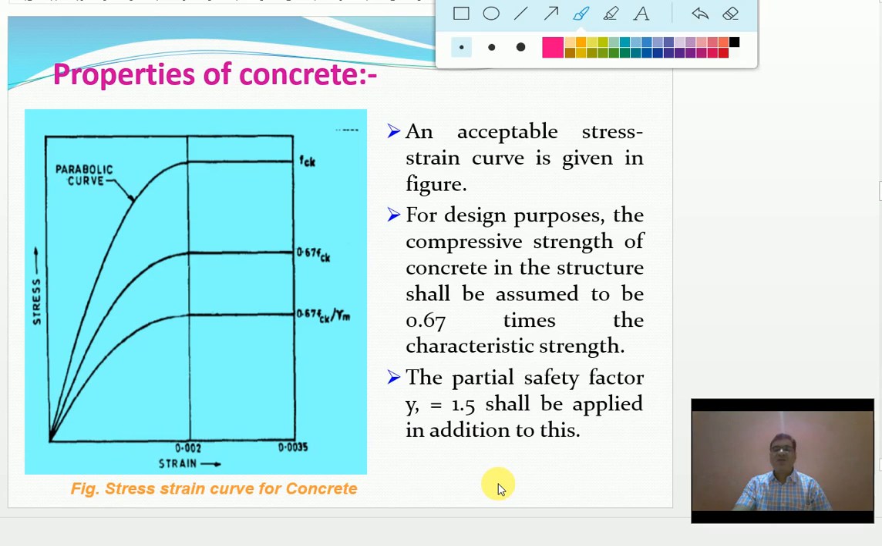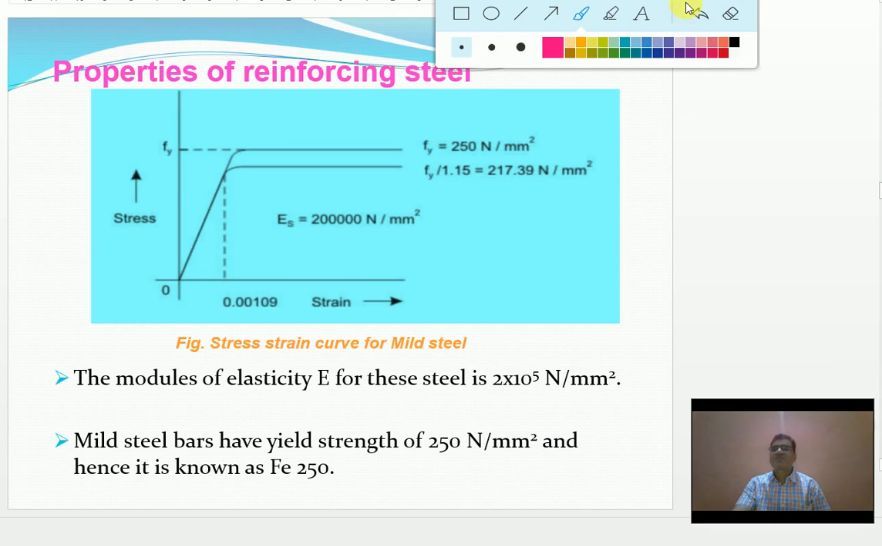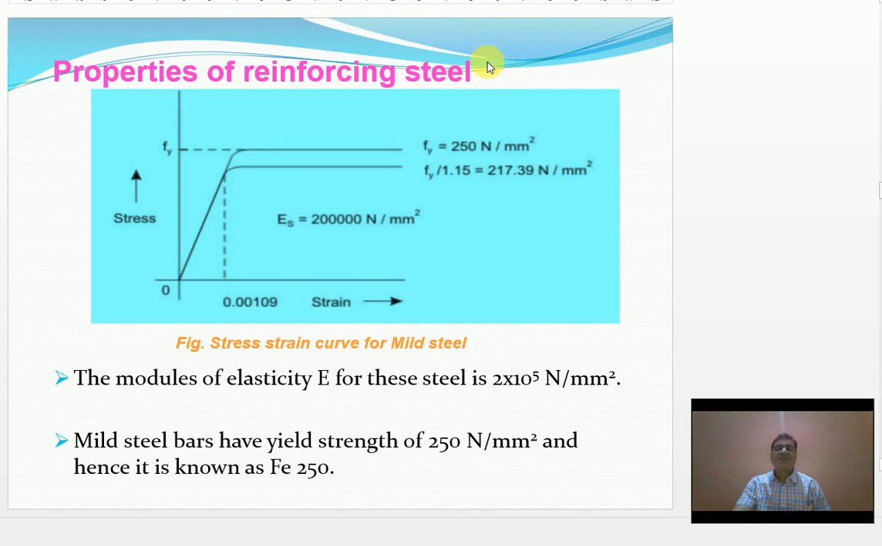Okay, now these are the design curves, design stress strain curve for concrete. Now let's move to steel. Particularly, in general there are two types of steel. First one is mild steel and second one is HYSD, that is high yield strength deformed bars.